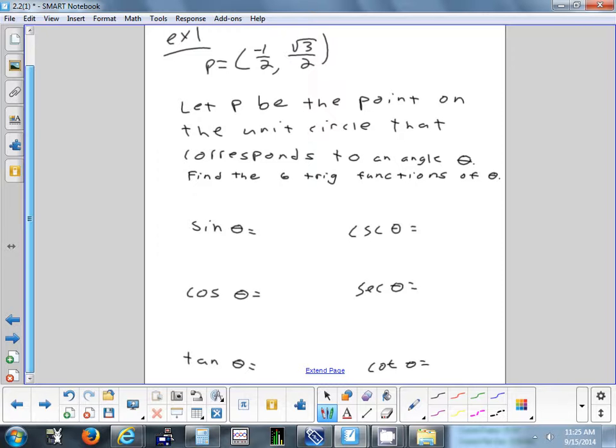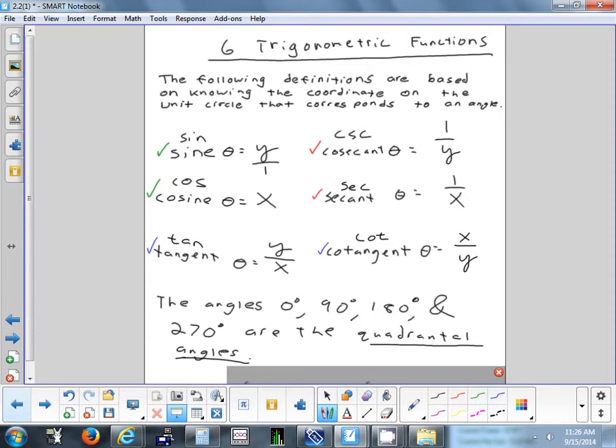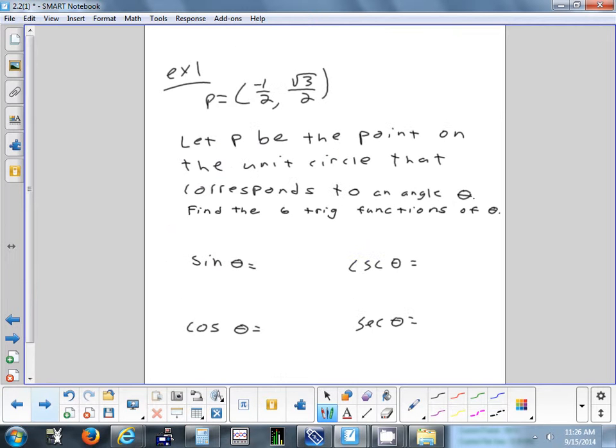Let's start with sine. Emily, what's our definition for sine? Do you have it in your notes? Okay, so if you don't have these, make sure you've got those 6 definitions. What's my y value here, Emily? Yeah, and that's it. So to get the sine of that angle, we just need the y value of the coordinate, square root 3 over 2.